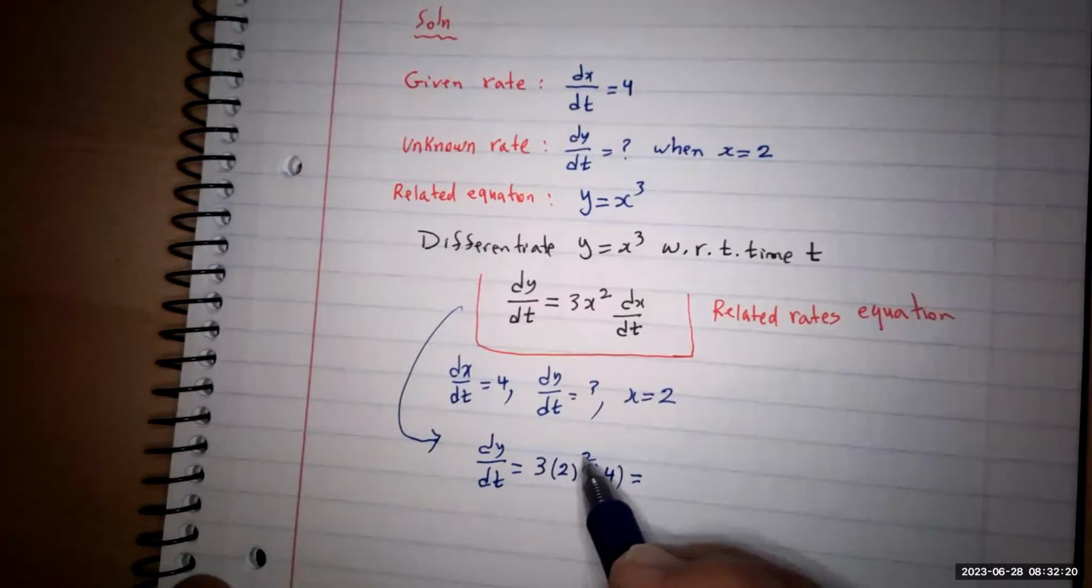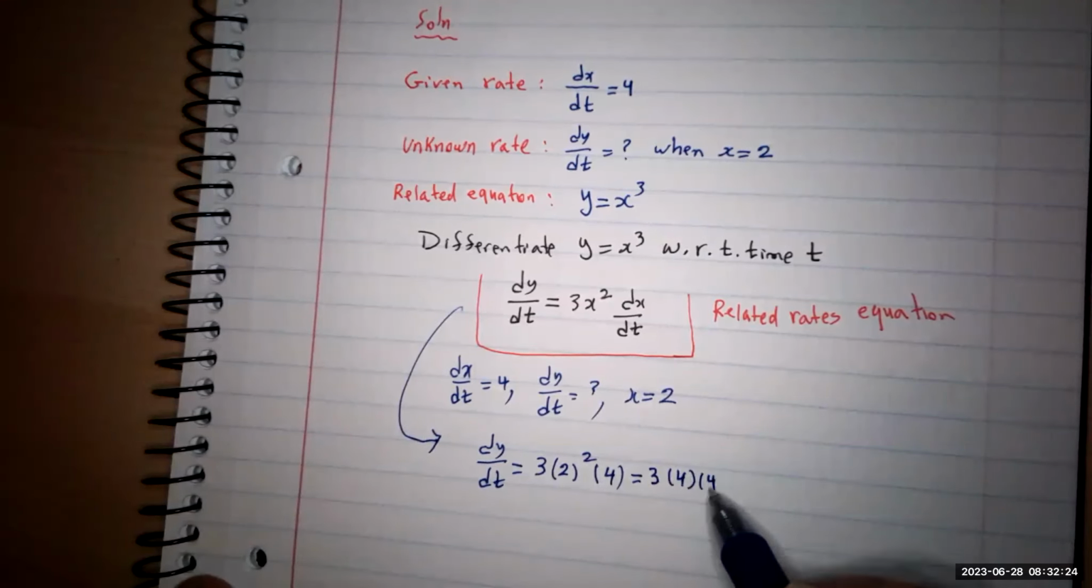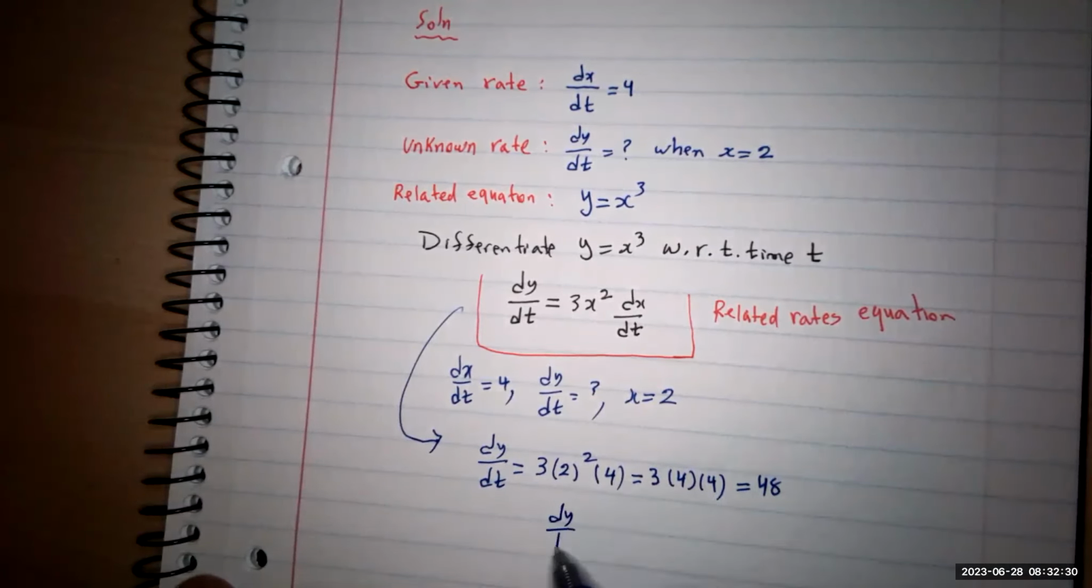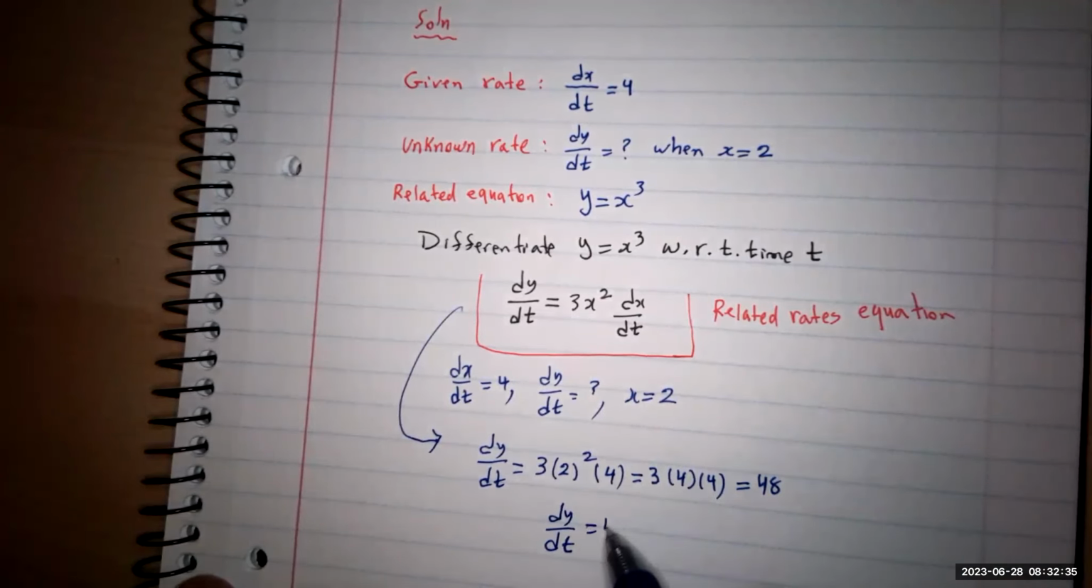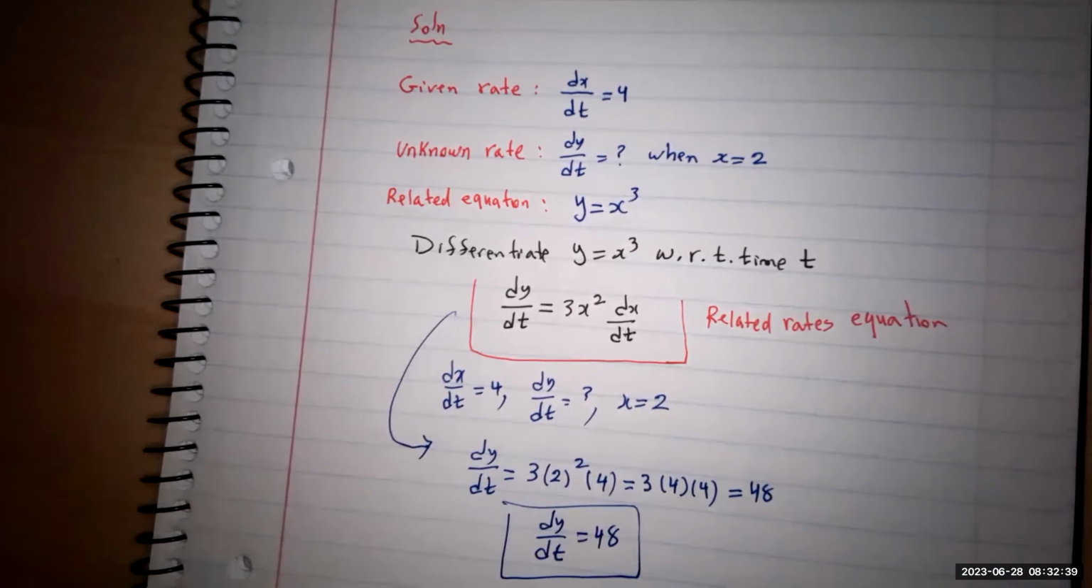2 squared would be 4. So it's going to be 3 times 4 times 4. 4 times 4 is 16, times 3 is 48. There is no unit here, but in the problems, because this is the kind of velocity rate, it's 48 in this case. And that would be the final answer. Any questions?